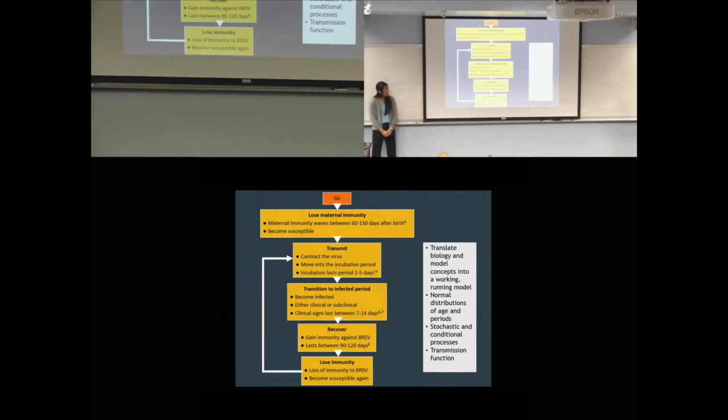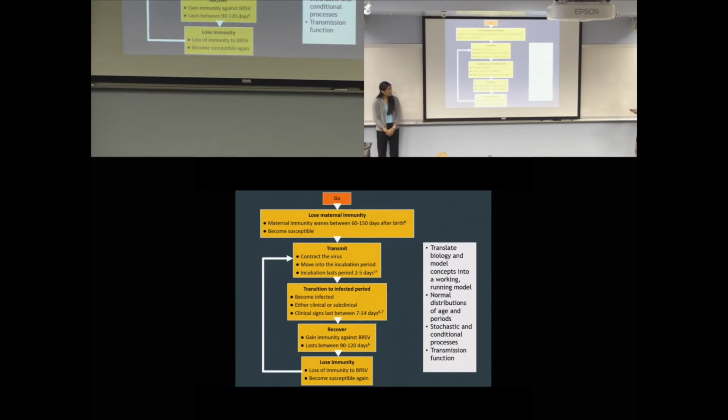And so it goes through and we ask if it's maternally immune, and it will move from maternally immune to susceptible. And from susceptible, it will move to be infected. But once it's infected, it cannot transmit the virus right away. It will have an incubation period of 2 to 5 days. After that, it moves to where it can transmit the virus. And once it can transmit the virus, it only has a certain probability of transmitting the virus. And that is in the transmission function, which I'll talk about in a second.